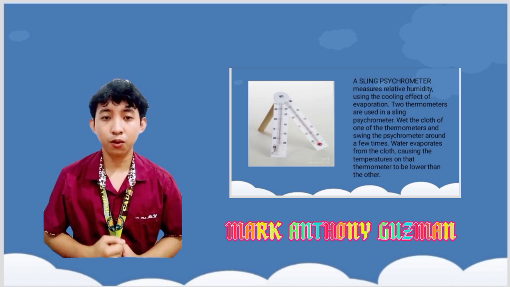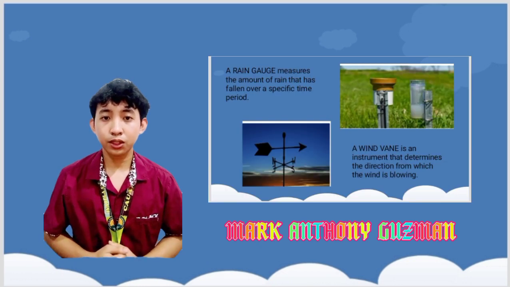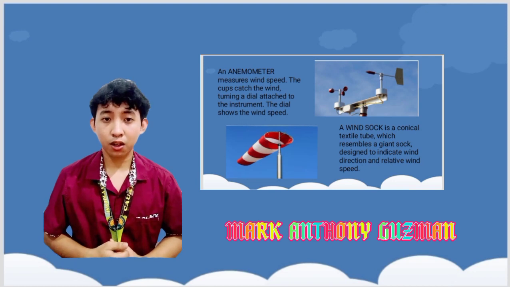So next is the rain gauge. A rain gauge measures the amount of rain that has fallen over a specific time period. So next is the wind vane. A wind vane is an instrument that determines the direction from which the wind is blowing. Next is an anemometer, which measures wind speed. The cups catch the wind, turning a dial attached to the instrument. The dial shows the wind speed.